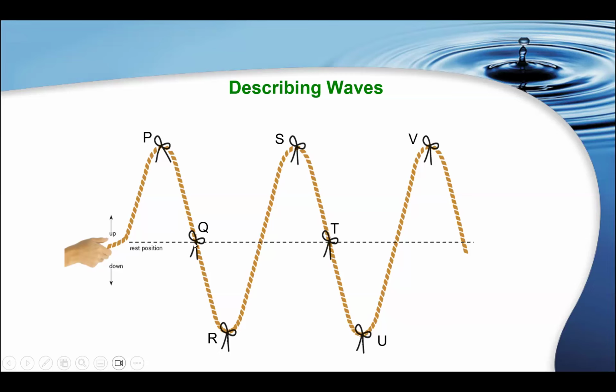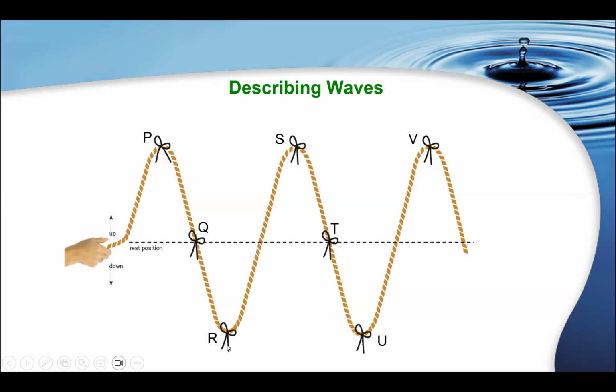If I start from Q, then one wave will be I go down and go up to T. Q to T will be one wave. That is when I start to repeat myself again. From T, I go down and up again, and that will be my next wave.